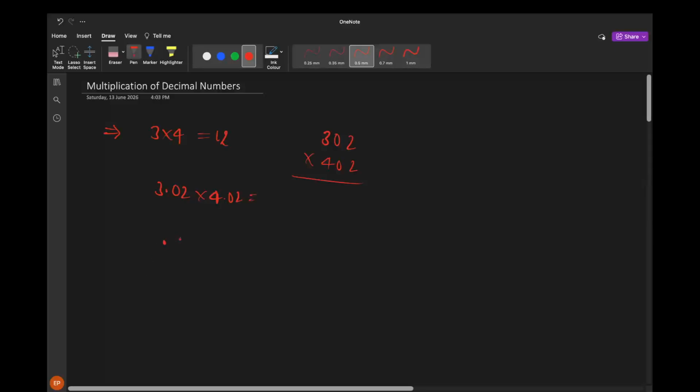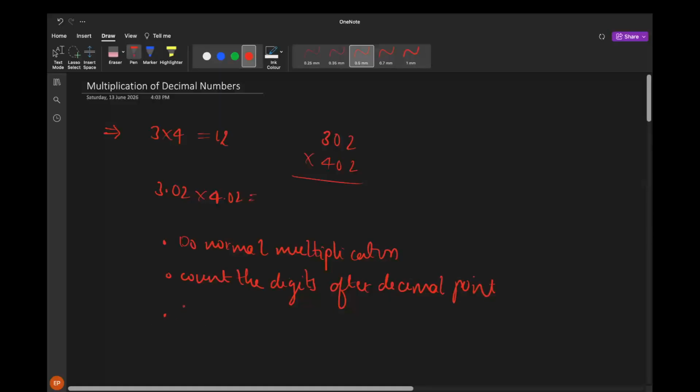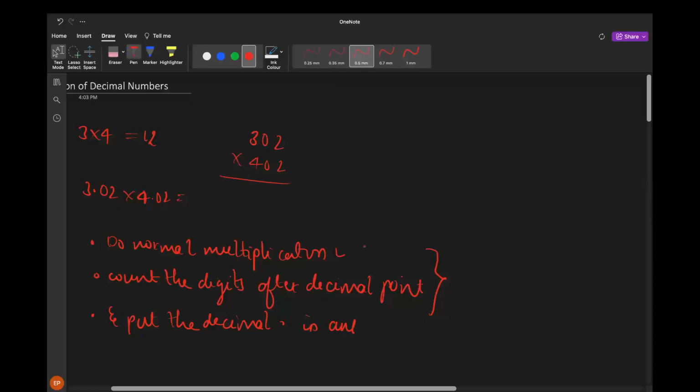First, do normal multiplication, then count the digits after the decimal point, and put the decimal point in the answer. Let me explain these steps. What I told, just do the normal multiplication. Just I am doing normal multiplication here.